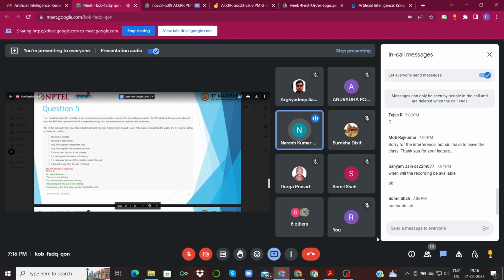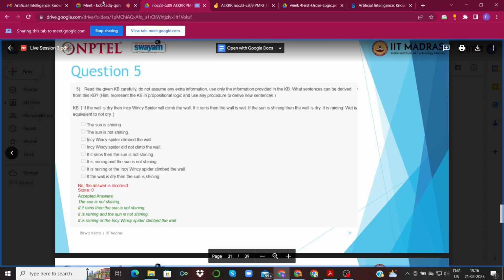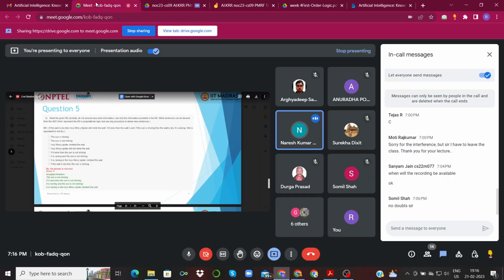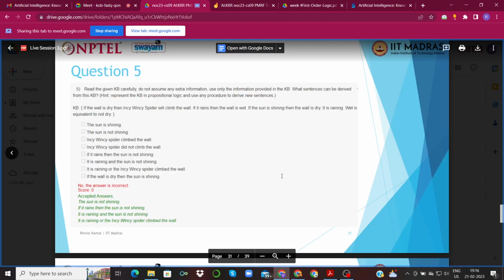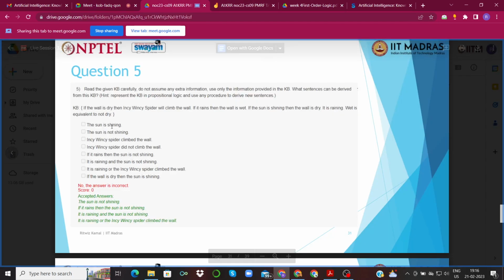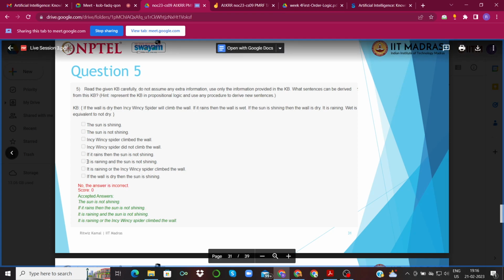This last option should be correct, but that's not given in the answer. Okay, let's look at the last option. I can explain why this is correct. In the KB it's given that it is raining. Based on this, you are saying it is raining and the sun is not shining, so we can break it down into it is raining and the sun is not shining. That's why you are saying.